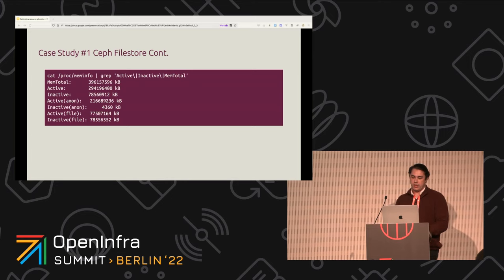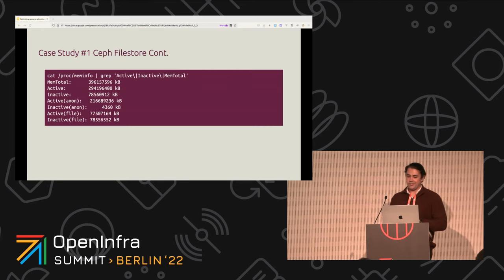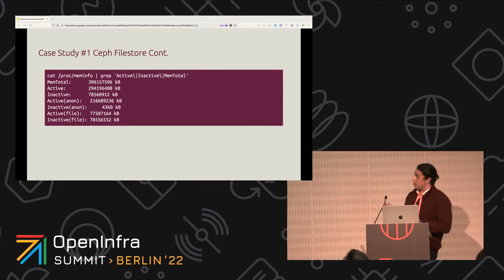Well, reclaim needs to take place to be able to use that memory that's currently being used for the cache. Sometimes direct reclaim needs to happen at inconvenient times to satisfy a memory allocation request. We can't directly set a point at which kswapd wakes up and performs an asynchronous reclaim, but we can see when it will. So that is meminfo.